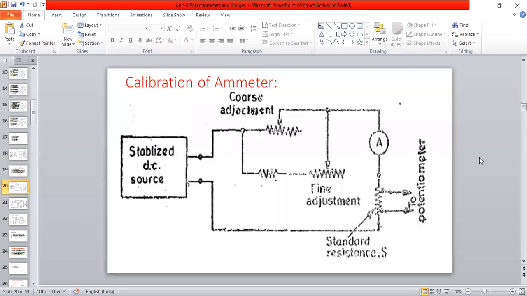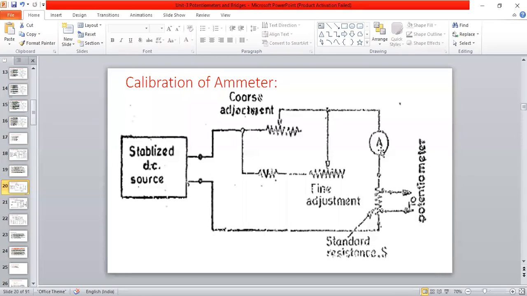Next, calibration of ammeters. The voltmeter is connected in parallel with the coarse adjustment, but the ammeter should be connected in series. Yes, ammeter series में connect करते हैं या parallel में connect करते हैं? Series. Ammeter should be connected in series. So I have considered the series ammeter here now. This value and the standard cell value of current both should match here. So the calibration of ammeter we are going to call here now.